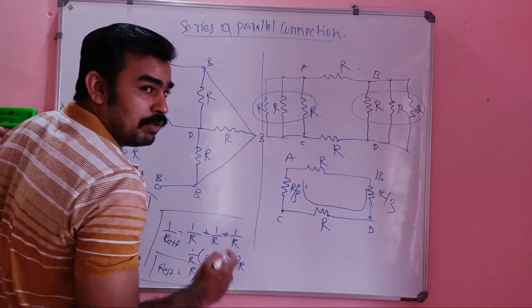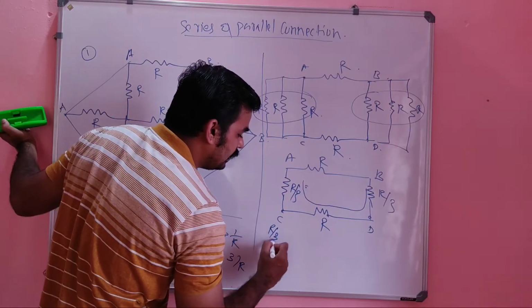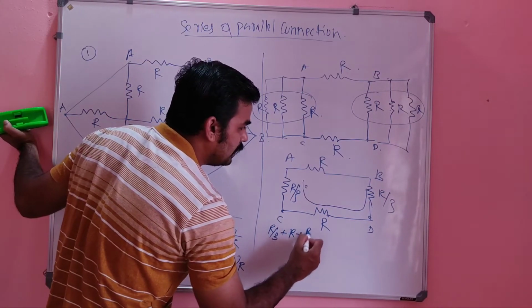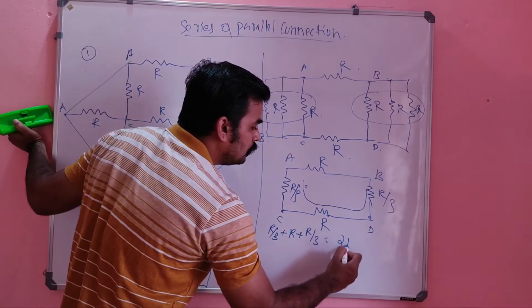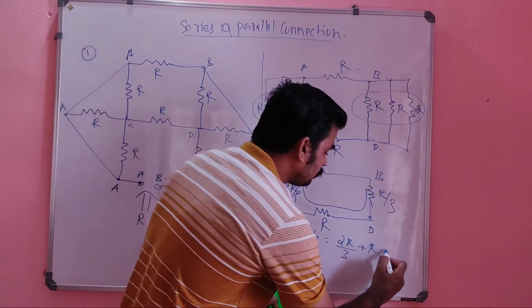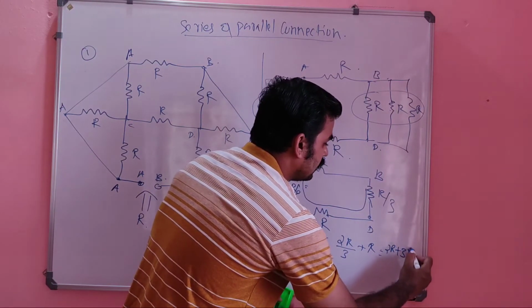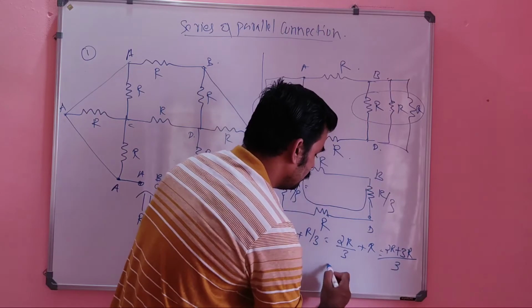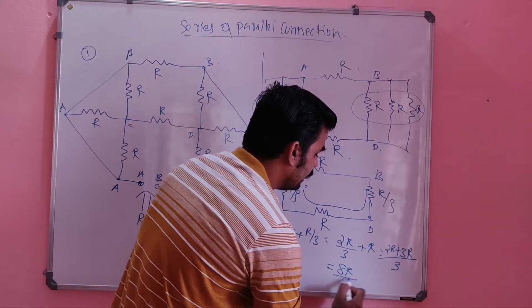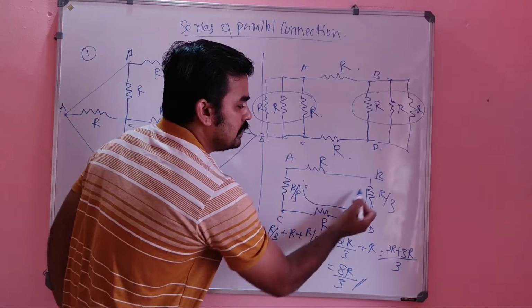So what will be the value? R by 3 plus R plus R by 3, which will be equal to 2R by 3 plus R, which is equal to 2R plus 3R whole divided by 3, which is equal to 5R by 3. So that is the value of this series combination.